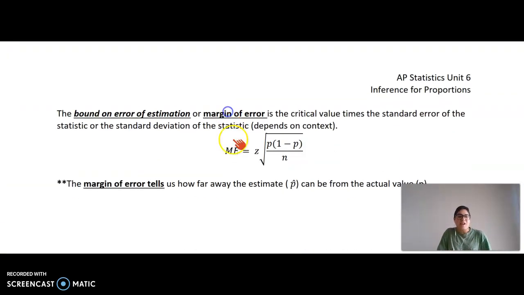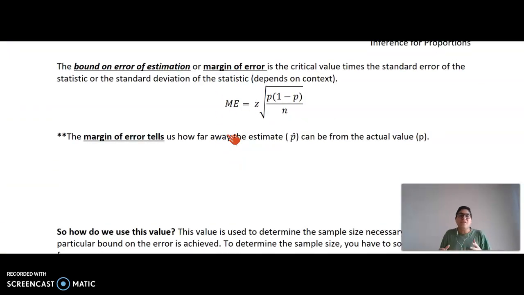All right, now what actually is a margin of error? And here we know that the margin of error is a critical value times the standard deviation of the statistic or the standard error of the statistic. So if it's p and 1 minus p, that assumes I know the parameter. That would be the standard deviation of the statistic. But if it's p hat times 1 minus p hat, that's a standard error because it's based on the sample. So that hat tells us a little bit more information.